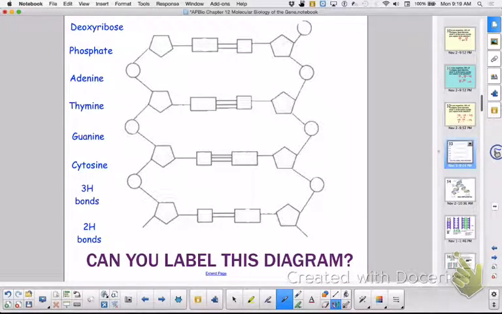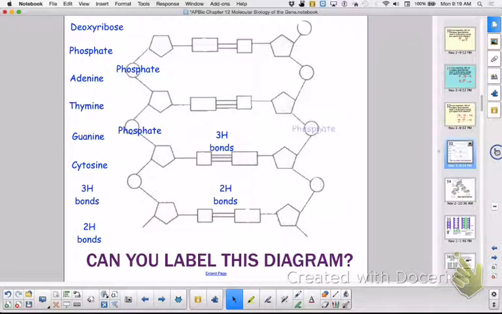Okay, tell me, where do you want to start? The bonds. Okay, so where am I going to put this? Right there, and there. Are we good? We could do that for all of them, but you got it. What else? Phosphates. Where are my phosphates? What shapes? Circles. Excellent. What else did I do? Deoxyribose. What is that? All the houses.